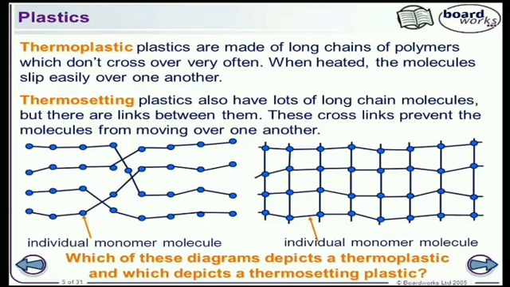In the picture you can see that in thermoplastic, polymers are forming long chains but they are not interlinked. There is no interlinking between each other. Whereas if you look at the picture showing thermosetting, you can see that the long chains are interlinked also, so they are giving a 3D structure.